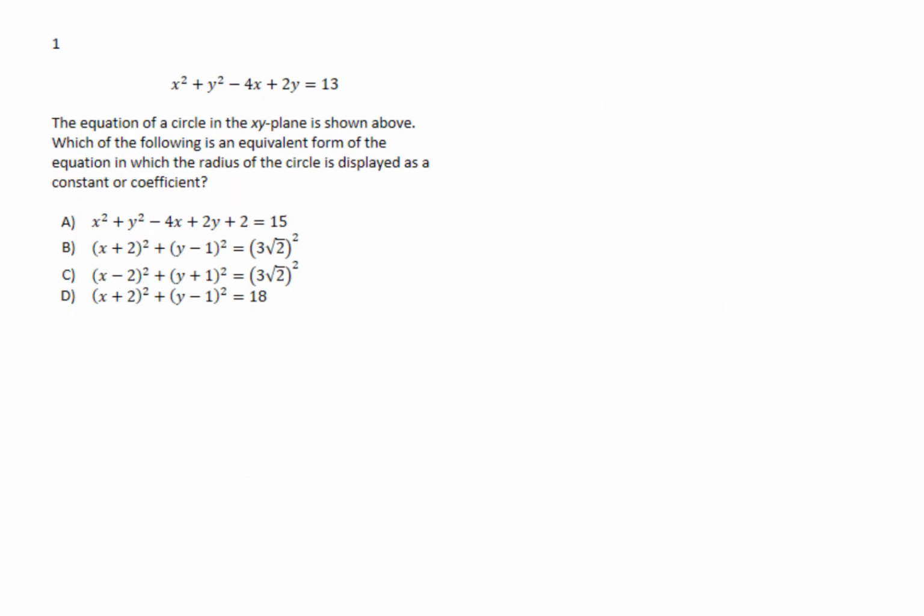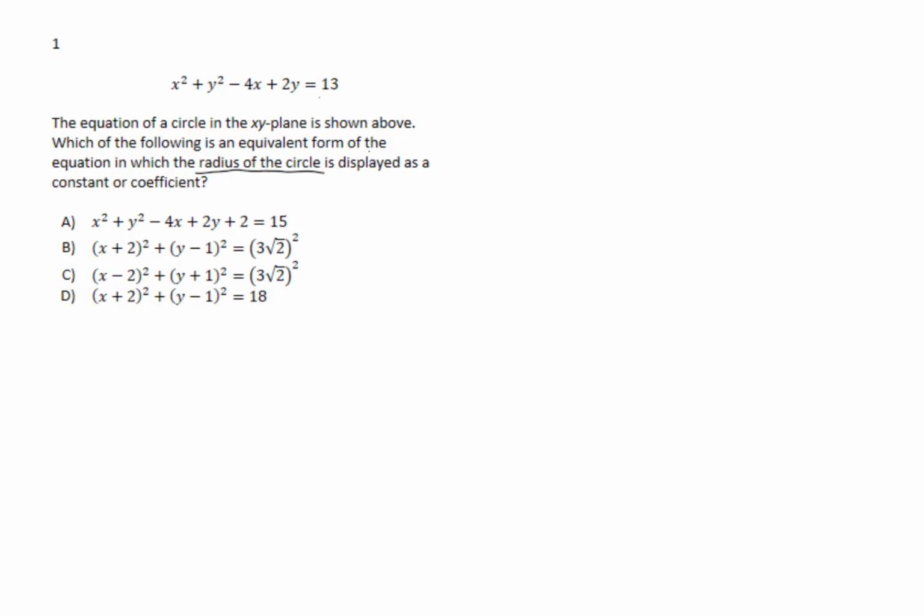So how would we apply this on an SAT problem? We are given an equation, and just like before, it's kind of a messy thing. It's not in the neat standard form. And it says the equation of a circle in the xy plane is shown above. All right, so this is the equation of a circle. Which of the following is an equivalent form of the equation in which the radius of the circle is displayed as a constant or coefficient? So that's just a really fancy way of saying, get me something that is the standard form of this circle equation, or at the very least, something that has the radius on the right-hand side in some way that we can identify what it is.